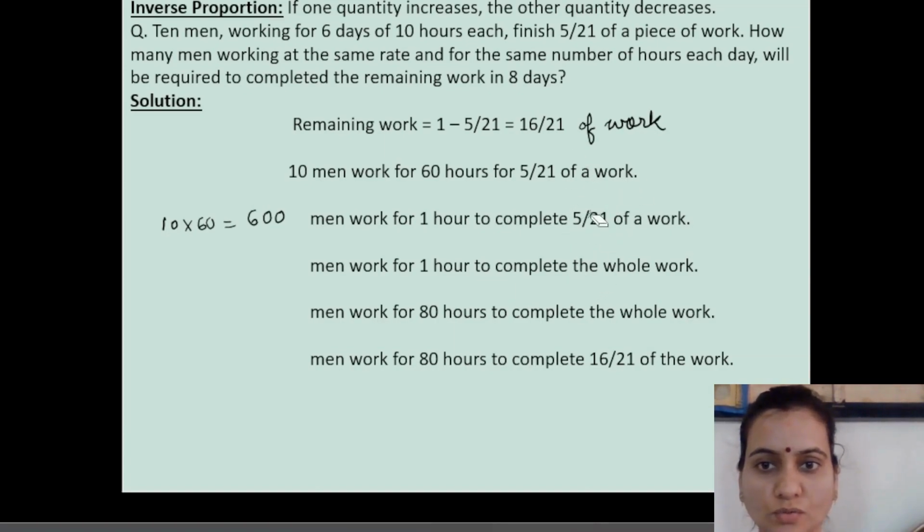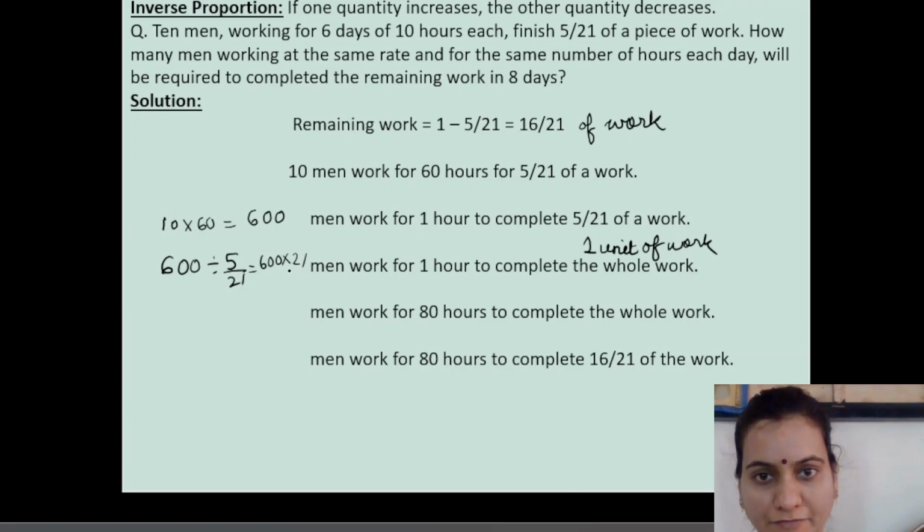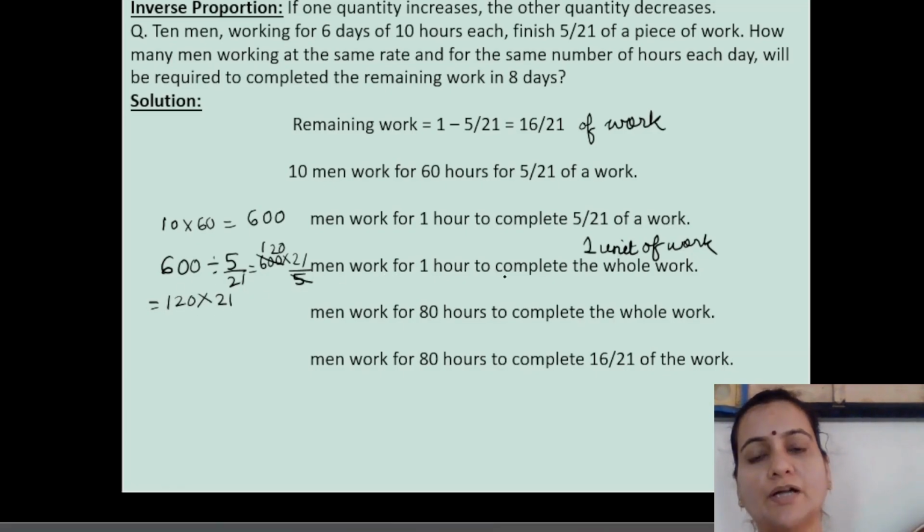Here also I am trying to break down only. That work is how much? 1 unit of work. To complete that, how many men will be required in 1 hour? So how can we find that? We have to do 600 divided by 5 by 21, which is ultimately 600 into 21 by 5. So 5 ones are 5, 6 minus 5 is 1, so it will become 10. 5 twos are 10. 120 into 21. I'll keep this like that. I'm not going to find the product. So this many men will be required to complete the whole work, that 1 unit of work, in 1 hour.